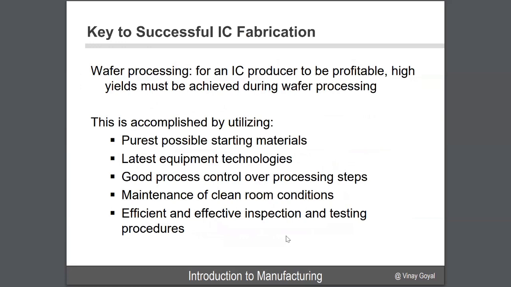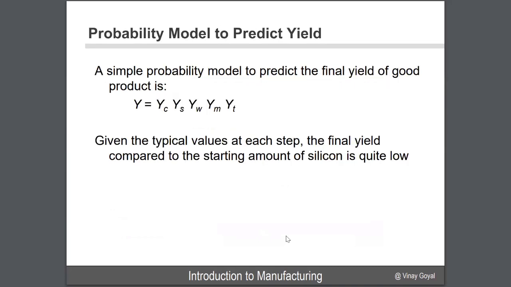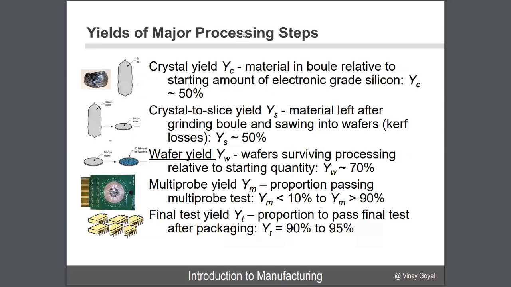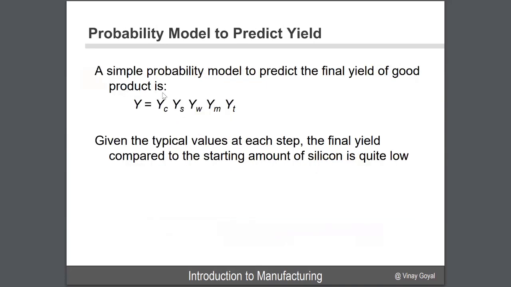How do I do that? The purest possible materials, the latest equipment technologies, good process controls, maintaining very clean room conditions, and very efficient and effective inspection and testing procedures. Because of this, if any of those things are bad, this is going to produce a low yield. As you can see, everything's multiplied here. Any of this impacts the overall yield.